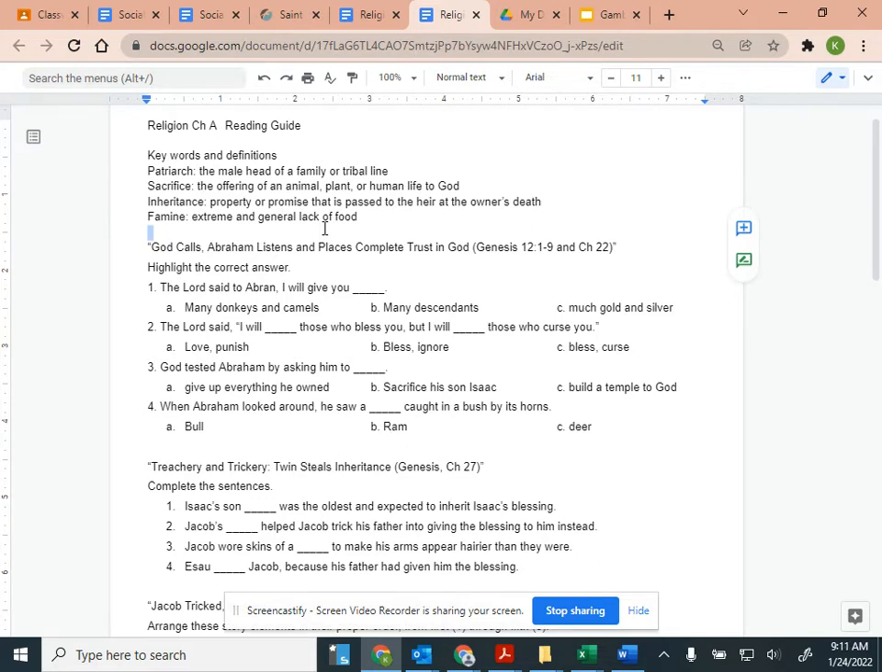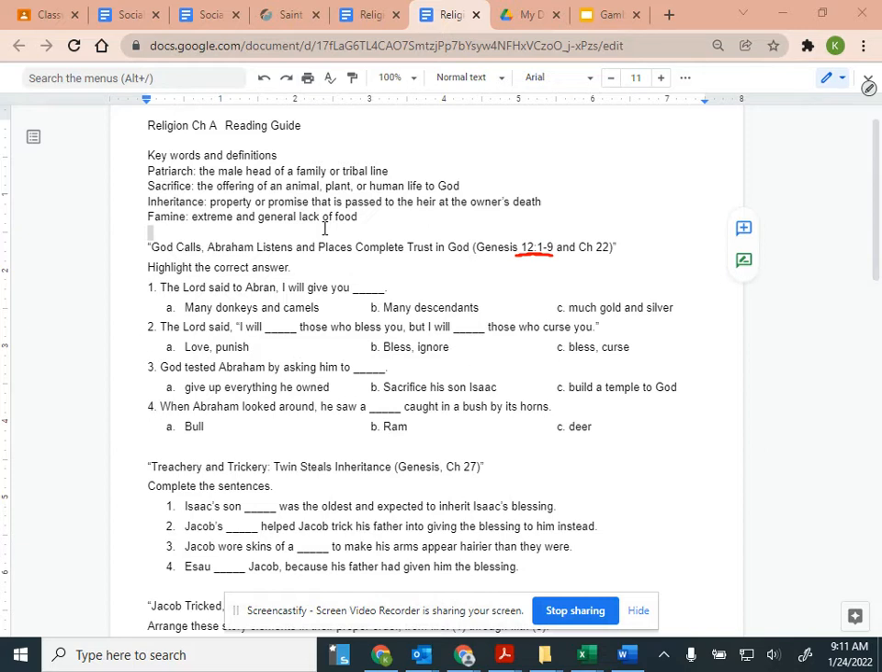So if you have your Bible with you here in class, we're going to be opening up to our first reading, which is Genesis chapter 12, verses 1 to 9. So find Genesis chapter 12. It's on page 37. So in your Bible, page 37, chapter 12 starts with the 12. We're reading just verses 1 to 9.